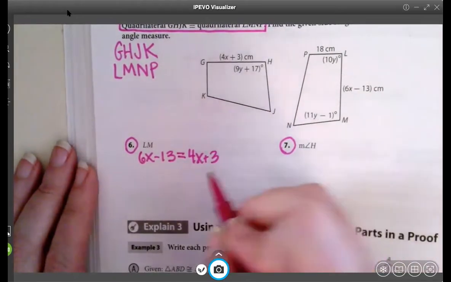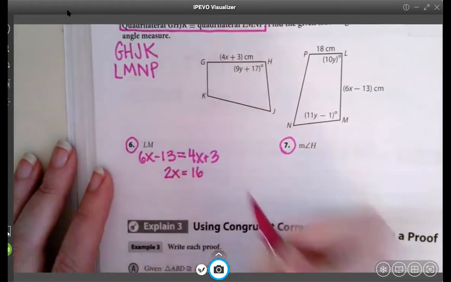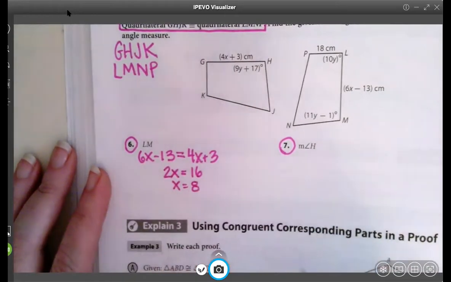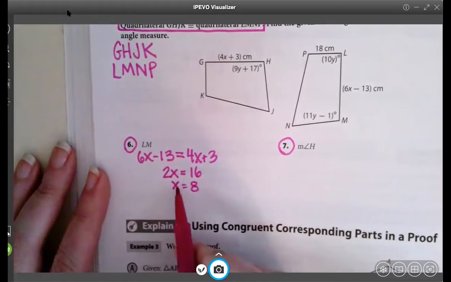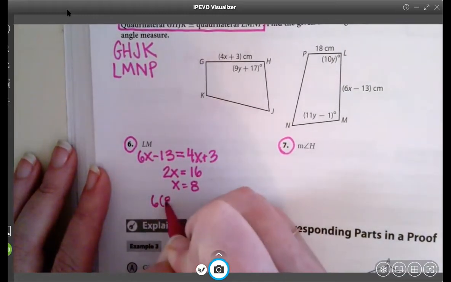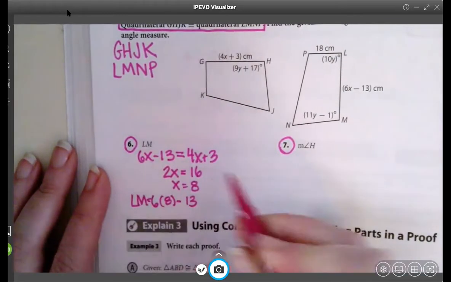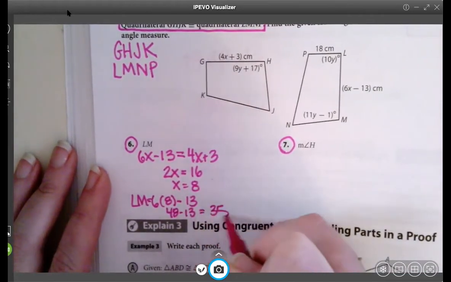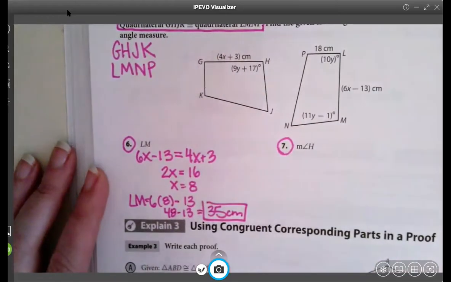Okay, so then we solve. We'll subtract 4x from each side, and then we'll add 13 to each side. Then we divide by 2, and x is 8. Am I done? Nope. LM is what I'm trying to find. I've got x. X is not LM. So I need to plug that in. 6 times 8 minus 13 is what LM equals. So that's 48 minus 13, or 35 centimeters. Questions?